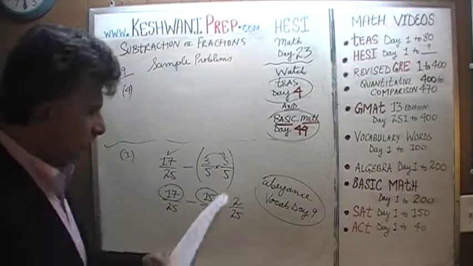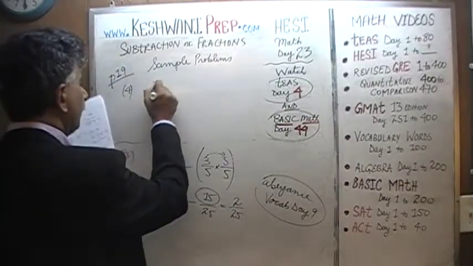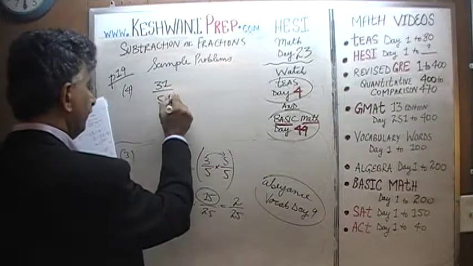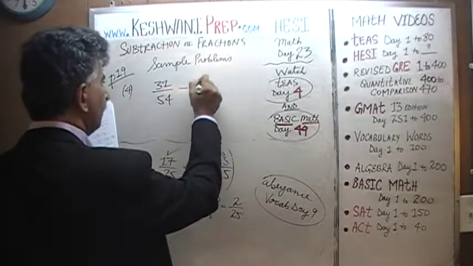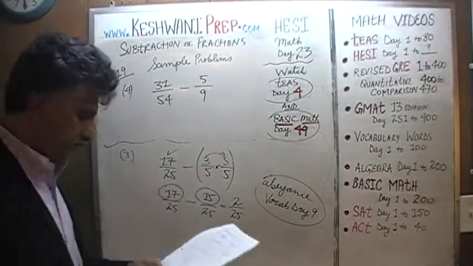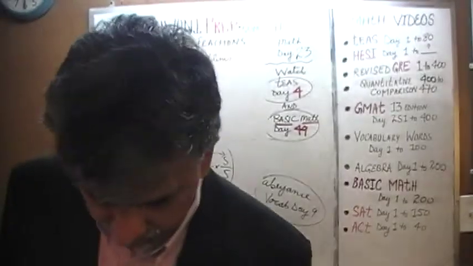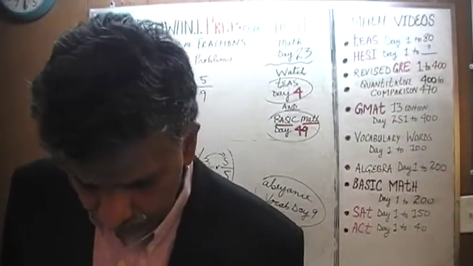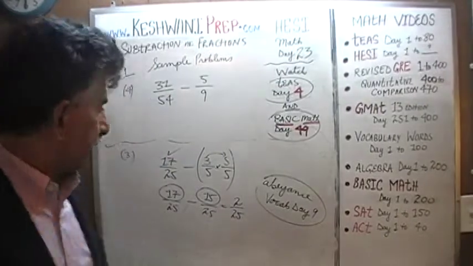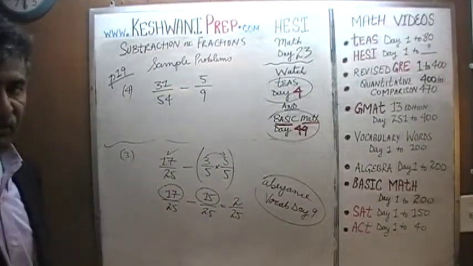Number 4 says 31 over 54 minus 5 over 9. Again, we have the same problem. The problem being that we do not have the same denominator. Here the denominator is 9, here the denominator is 54.